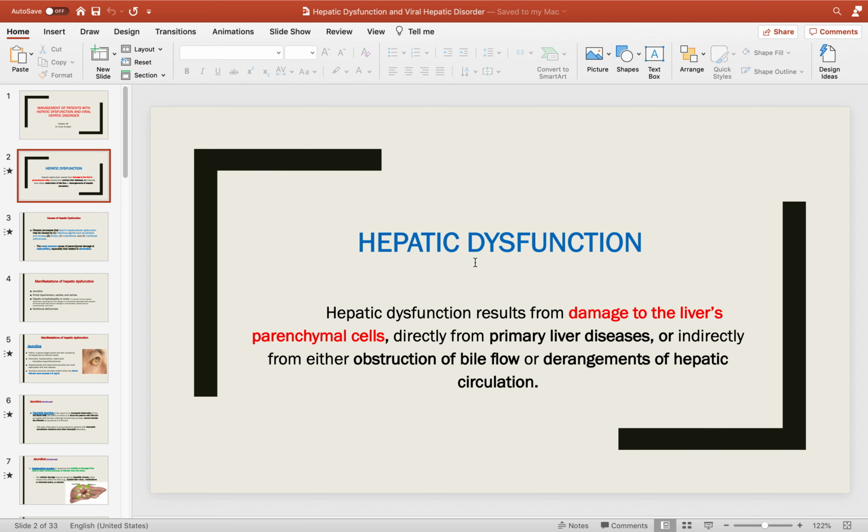Basically, hepatic dysfunction results from damage to the liver parenchymal cells, directly from primary liver disease or indirectly from either obstruction of the bile flow or derangement of the hepatic circulation. So you have to understand that liver cells are damaged by primary liver disease, such as a virus that attacks the liver itself, or indirectly by obstruction of the bile flow, for example gallstones, and I will explain this later.